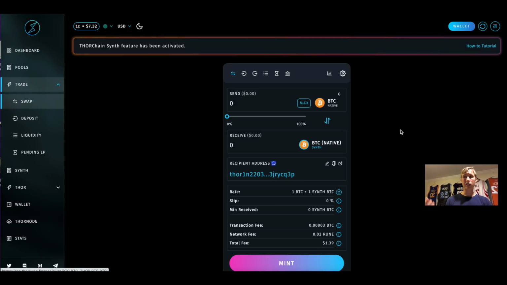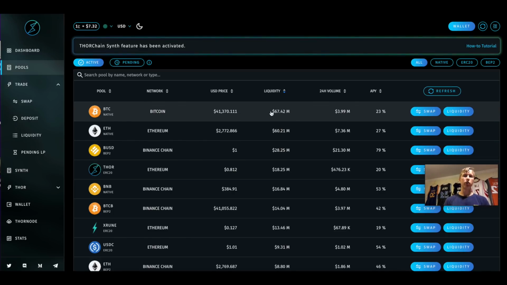As you can see here, you literally just come over here and you can mint. You can't see it because it won't show, but 1 Bitcoin for 1 synth Bitcoin, there will be a tiny bit of slippage for the fees. So something to keep in mind. Obviously, the higher you go, the more the slippage. Why is that? Because if you go to the pools, you can see right now our liquidity is 67 million. So the higher this liquidity is, the less slippage there's going to be.